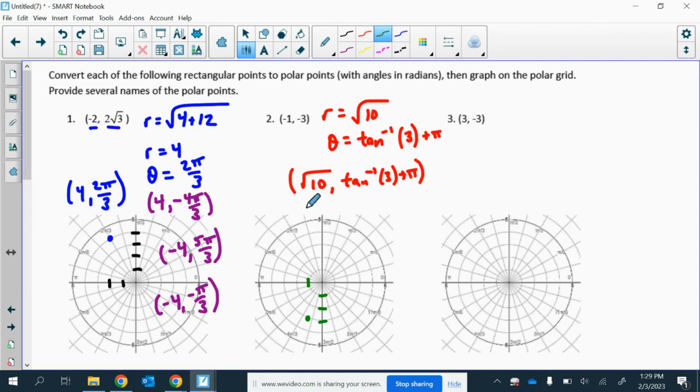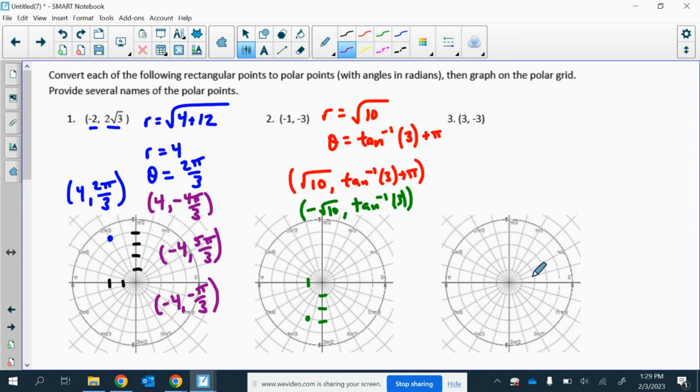Now I could do some other ones, so I'll name one other point. So negative root 10, comma, arctangent of 3. So if I don't add pi, that means I get a first quadrant angle. And so that would be over here somewhere. And if I do that, I could just do the negative radius in order to put it down there.